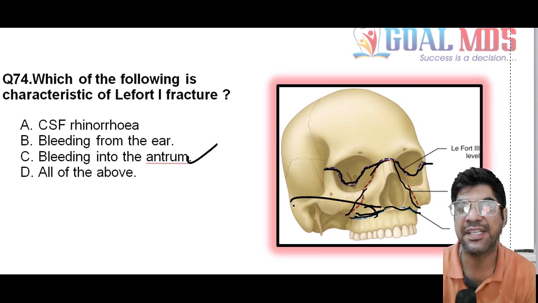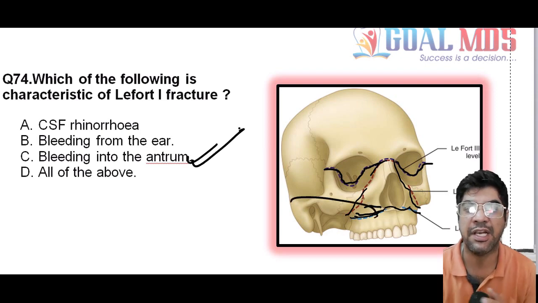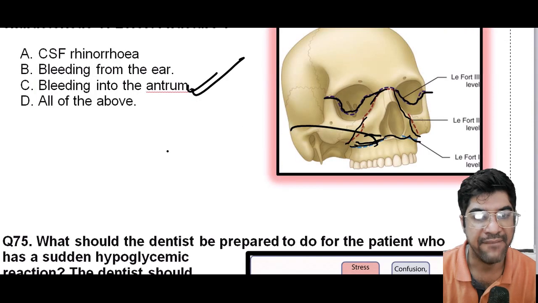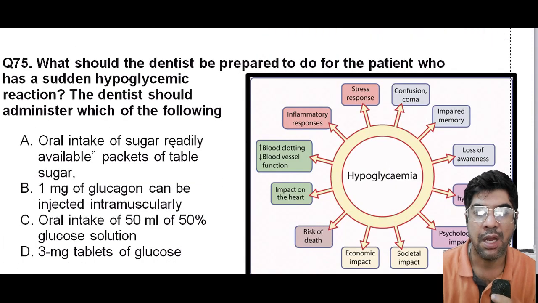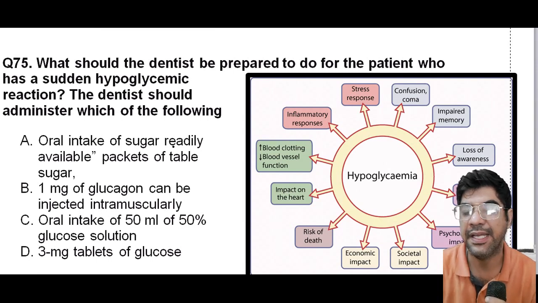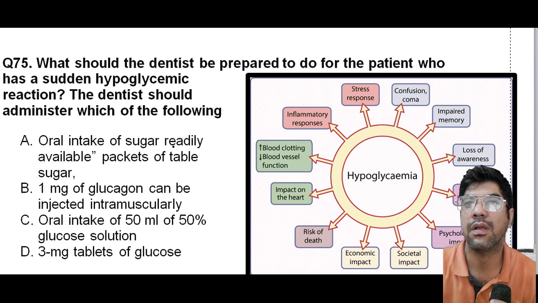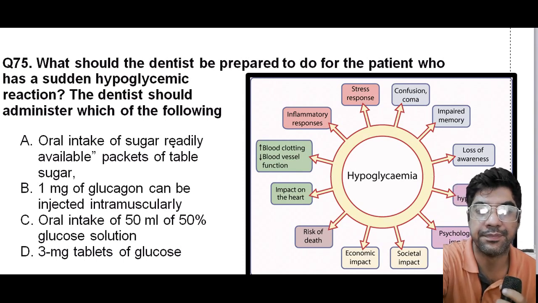The maxillary sinus, we know, contains blood vessels including the infraorbital artery and branches. So when the fracture occurs, it can cause damage to these blood vessels, leading to bleeding within the sinus. So your answer is C. Moving to the next question.